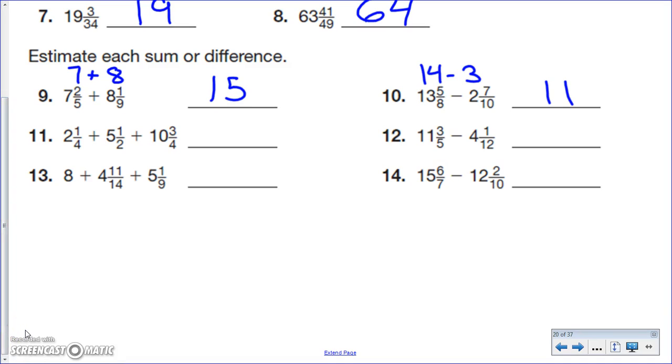For 11, we have 2 and 1/4 plus 5 and 1/2 plus 10 and 3/4. So 2 and 1/4. 1/4 is less than 1/2, so we're going to round down to 2. For 5 and 1/2 and 10 and 3/4, both fractions are equal to or greater than 1/2, so both of those are going to round up to 6 and 11. Then we add 2 plus 6 is 8, plus 11 is 19.